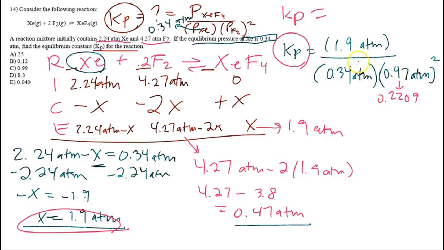1.9 divided by my answer is equal to, how many significant figures should we have? We have 2, 3, and 3. So our answer should be 2. I'll get 25. That's the letter A.